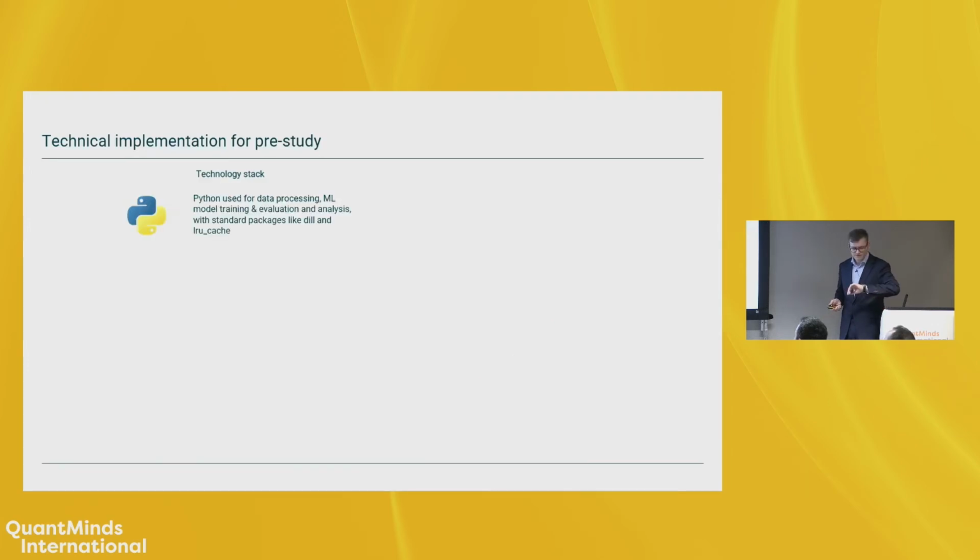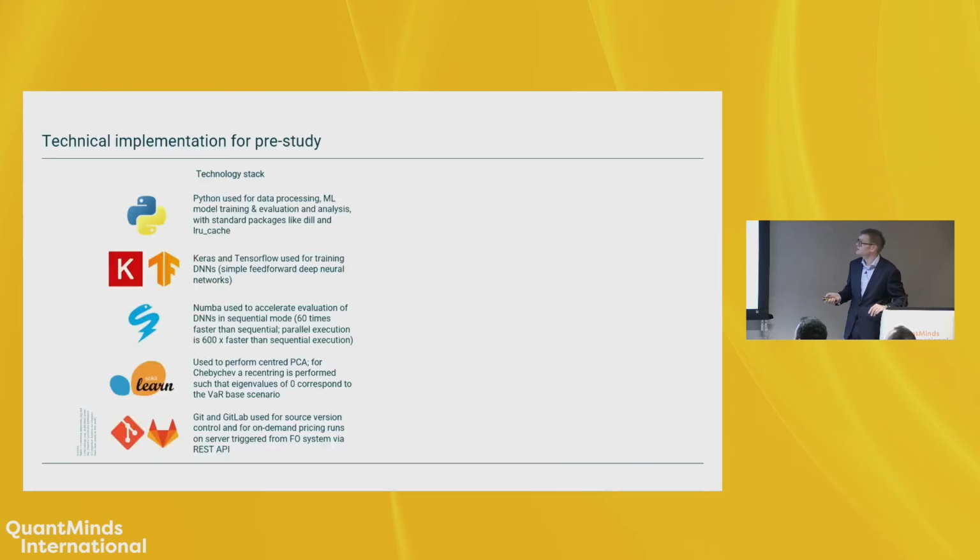Technical implementation, I'll be very quick. So we use this technology stack. We use Numba for accelerating our DNNs, because if they are called sequentially, for whatever reason, they are actually quite slow. If you hand them tens of thousands of scenarios, no problem. But if you hand them one scenario at a time, they are quite slow. And the technology we found at the client necessitates serial evaluation. So we used this tool to accelerate the DNN itself.